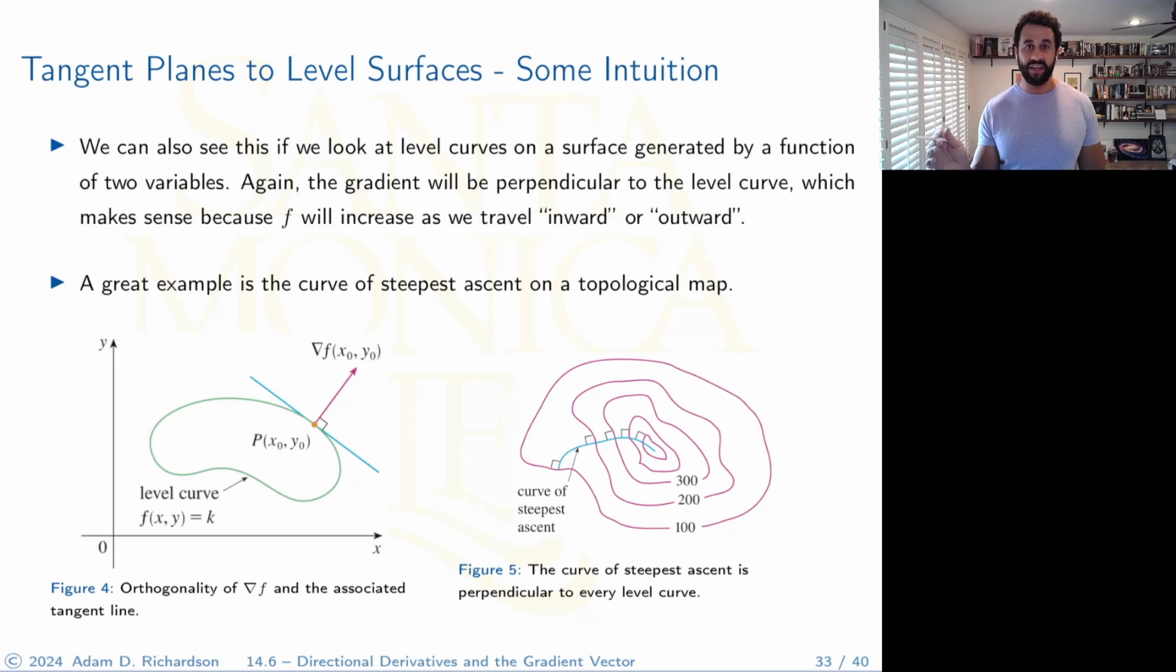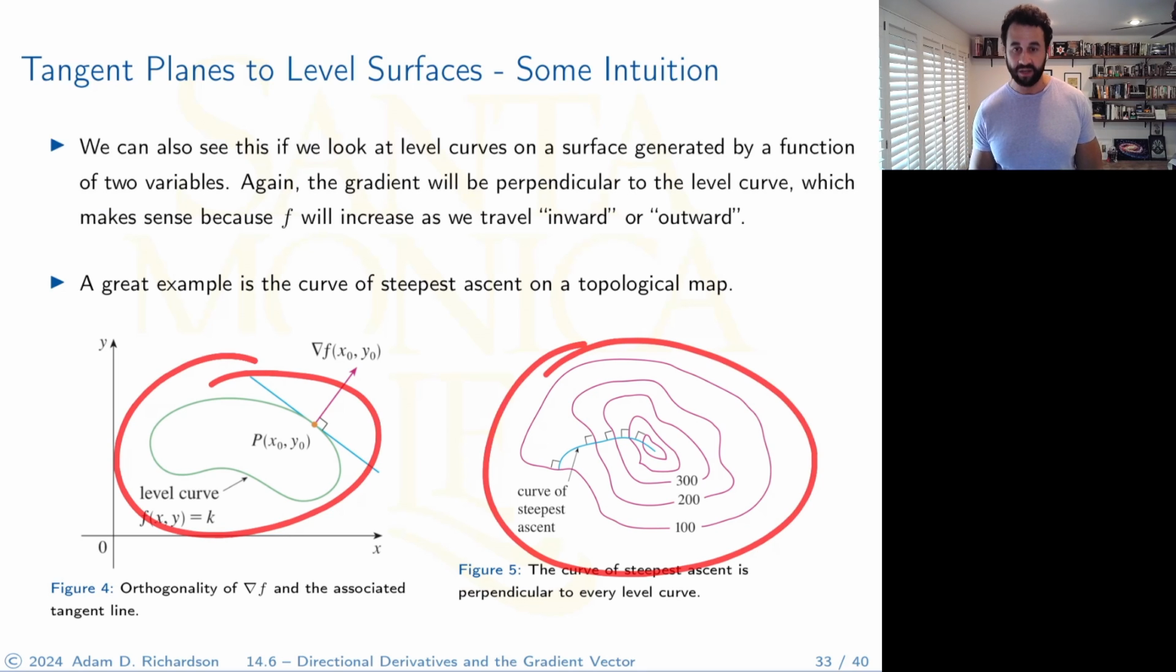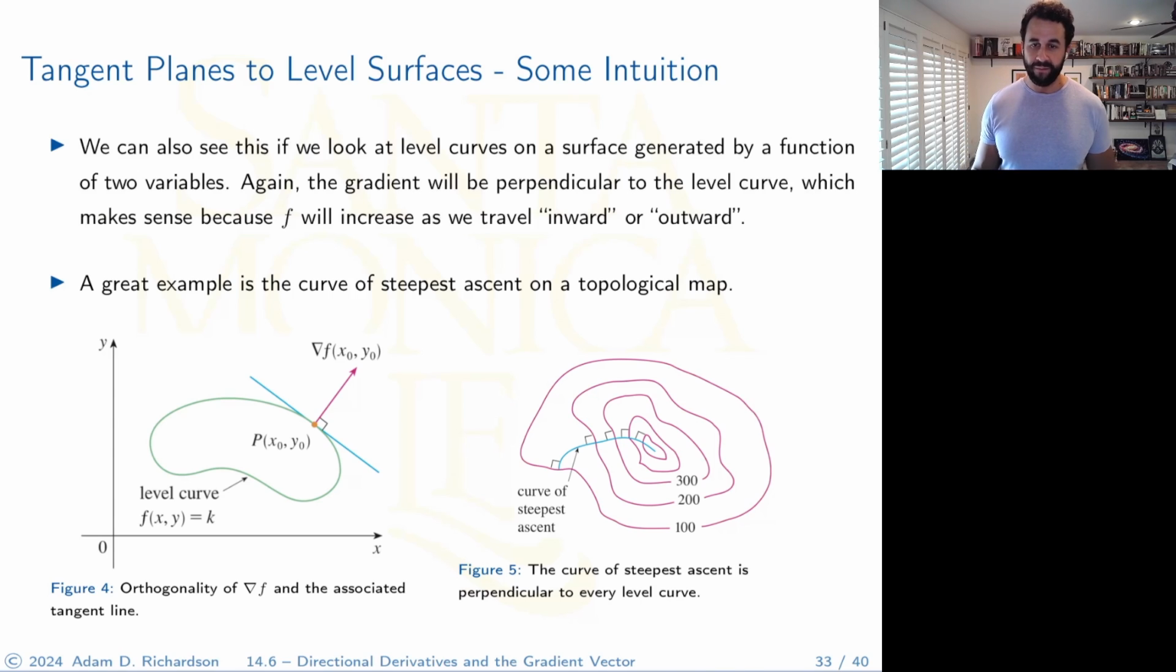So what you'll notice is that, again, the gradient is going to be perpendicular to the level curves. Like here's a picture. I'll emphasize those in just a minute. And what'll happen is the gradient will be perpendicular to the level curve because f will increase as we travel outward. So here is a level curve from a surface, right? You project it down onto the xy plane. Now, if you find the tangent, you get this, but we just showed that the gradient is going to be orthogonal to it, so the gradient is going to point this way.